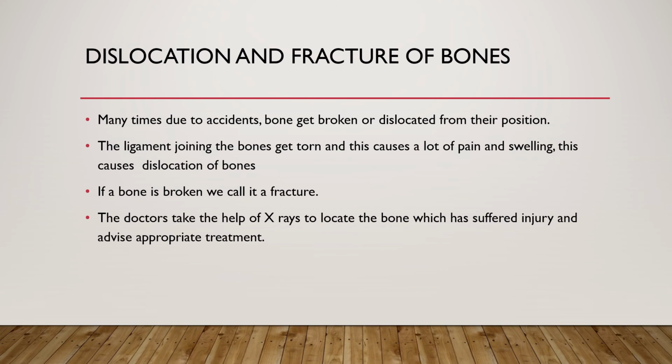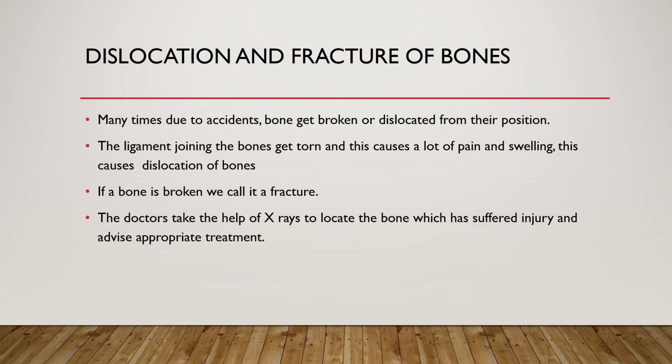Dislocation and fracture of bones. Many times, due to accidents, the bone gets broken or dislocated from its position. The difference between dislocation and fracture is that in the case of dislocation, the ligaments get torn and the bones get displaced from their position, and there is pain and swelling in that particular area. But if a bone is broken, then we call it a fracture. Now how are we able to check in which bone there is a fracture? The doctors take the help of X-rays. They locate the bone which has suffered the injury and advise the proper treatment.